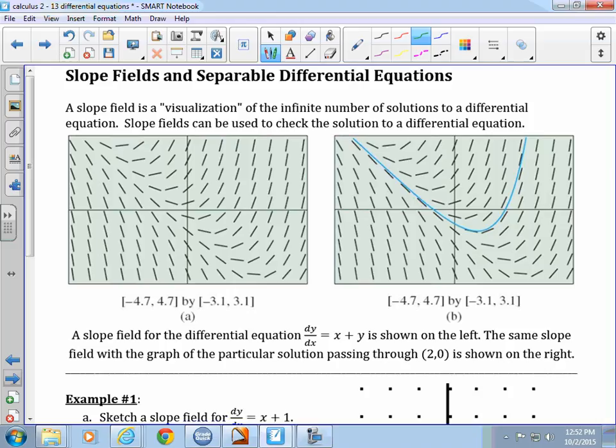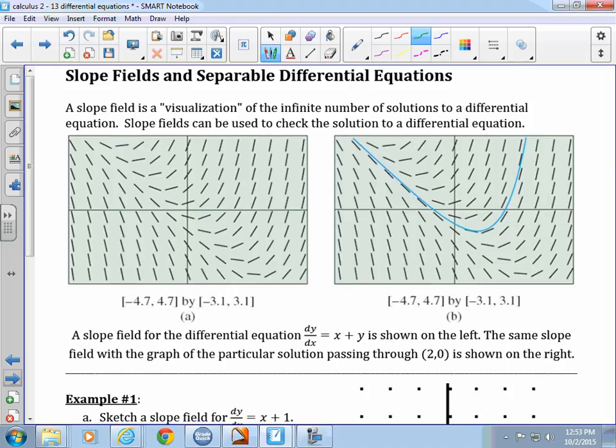A slope field is what we're learning about today. It is a visualization of an infinite number of solutions to a differential equation through slopes. Slope fields can be used to check the solution to a differential equation. Or we'll learn a method in Cal 2 called Euler's method, where we use a slope field to help us write an estimation of what the differential equation would be if we couldn't solve it. So slope fields are very useful.